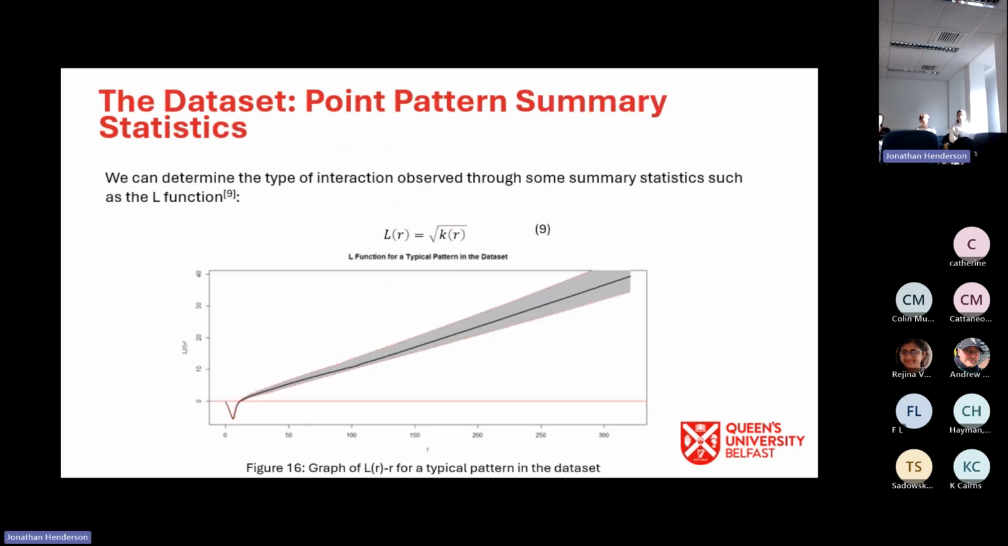To do this, we looked at different models, but first we looked at some summary statistics. So this is the calculation of our L function for a typical pattern in our retinas data set. L is given by the square root of our K function from earlier, and then we plotted L minus R against the different values of R. What we find is that we have values below 0 at the start, and then values above 0 afterward, at greater values of R.